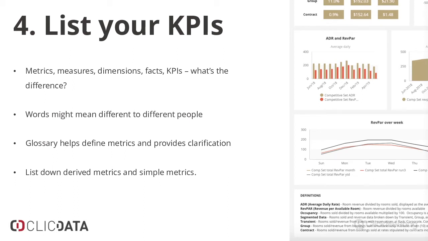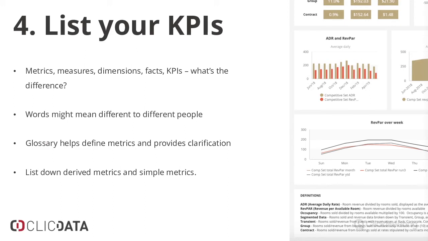The first suggestion I have while working with your KPIs is start creating a list and defining your KPIs, because that provides a better clarification. Having a definition of each KPI really helps to create that standard baseline that everyone can look into. Once you have created that list, start identifying which of them are derived metrics and which of them are simple metrics. We'll talk about those shortly.